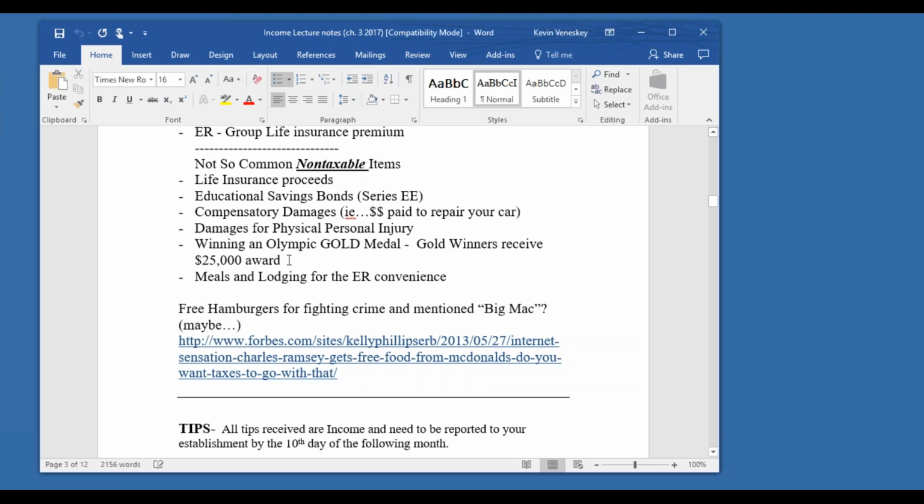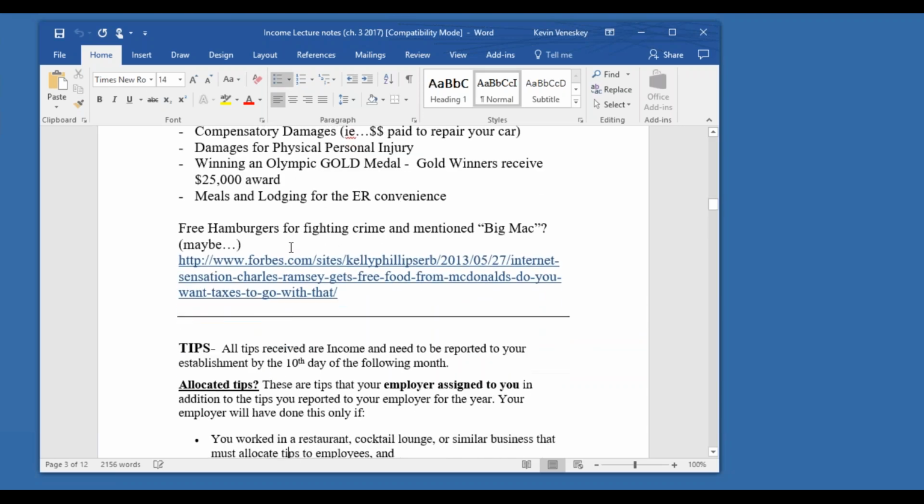Winning the Olympic gold medal, this is a new one. Up until just a couple years ago, winning the gold medal, you get a $25,000 reward, and this was taxable. It has just been put on the books as a now non-taxable item, so Olympic gold medalists do not have to pay tax.